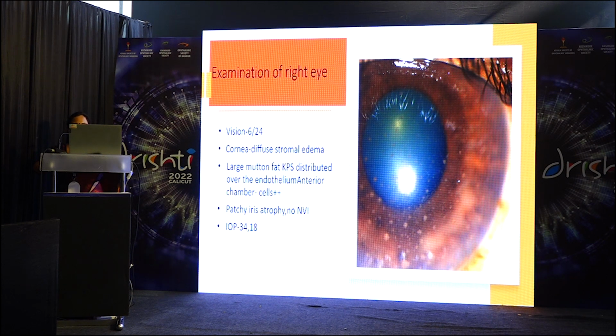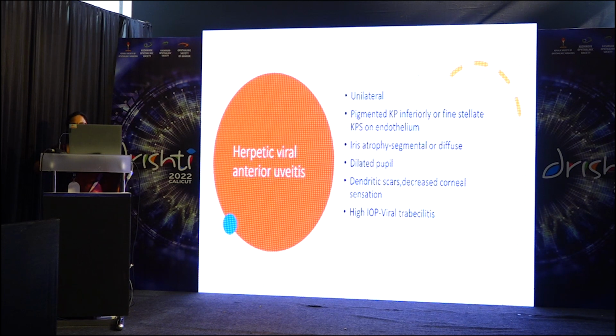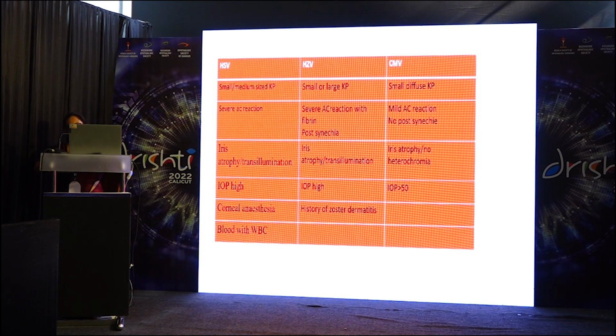She had diffuse corneal edema with large mutton-fat KPs and cells with areas of patchy iris atrophy, and her intraocular pressure was 34. So here we are dealing with a case of herpetic viral anterior uveitis. Why? It's unilateral, with pigmented KPs inferiorly and areas of sectoral or diffuse atrophy. You could have a dilated pupil, decreased corneal sensation, a dendritic scar, and the IOP is high, usually due to viral trabeculitis.